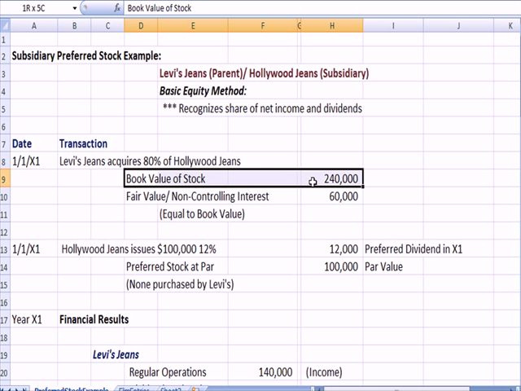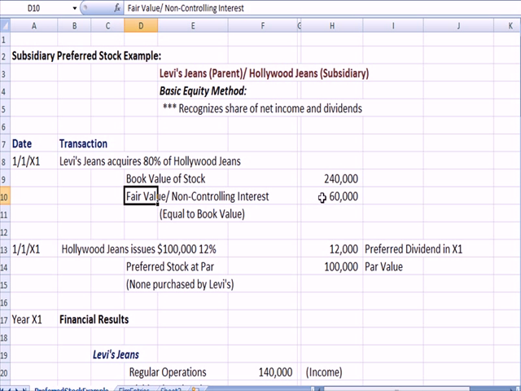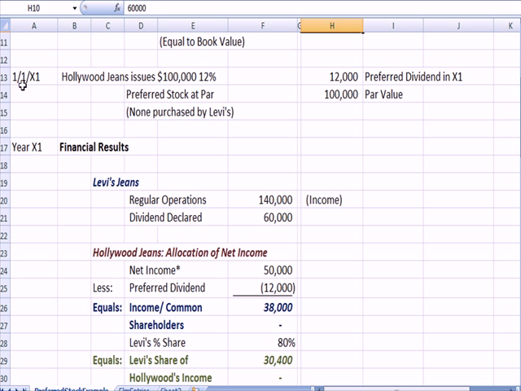They acquire for a book value of $240,000. The non-controlling interest has a fair value and a book value of $60,000. What's new is Hollywood Jeans issues a $100,000 par amount, 12% preferred stock at par. So $100,000 times 12% means a $12,000 preferred dividend, and you'll note that none of it is purchased by Levi's.